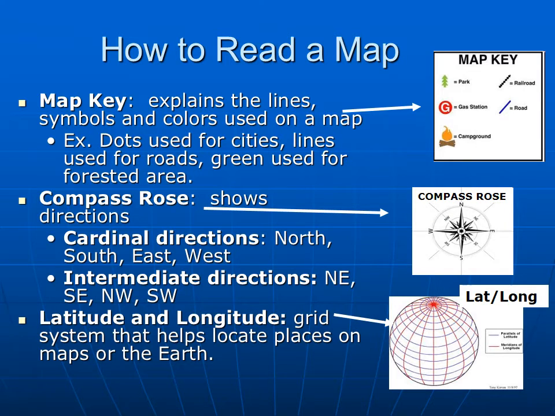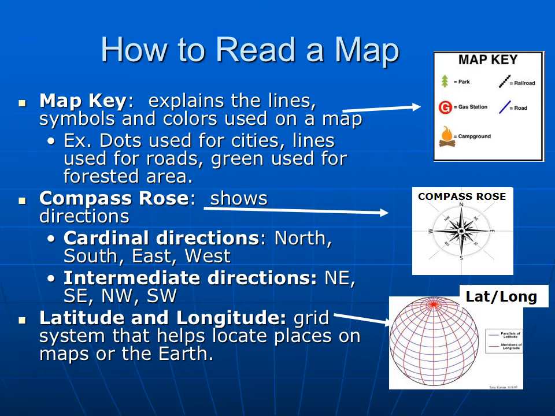So now we know why maps are made and how they're used. Let's talk about how to read a map. Most maps have these elements: a map key, which explains the lines, symbols, and colors used on a map. Examples that are commonly used on maps would be dots for cities. Sometimes the dots are bigger to show larger population. Lines are often used for roads or other transportation corridors. And green is often used for parks or forested areas.